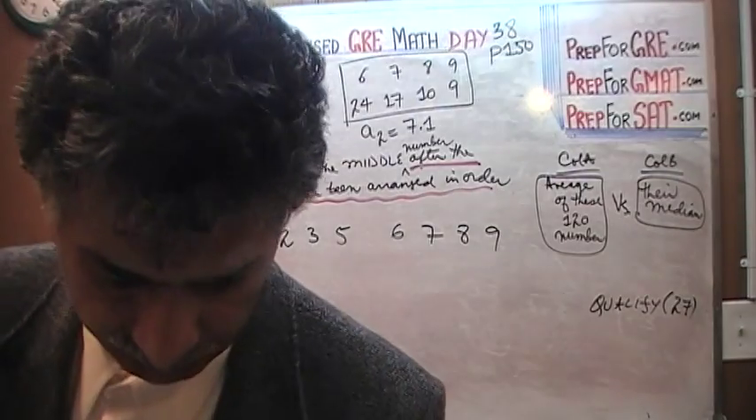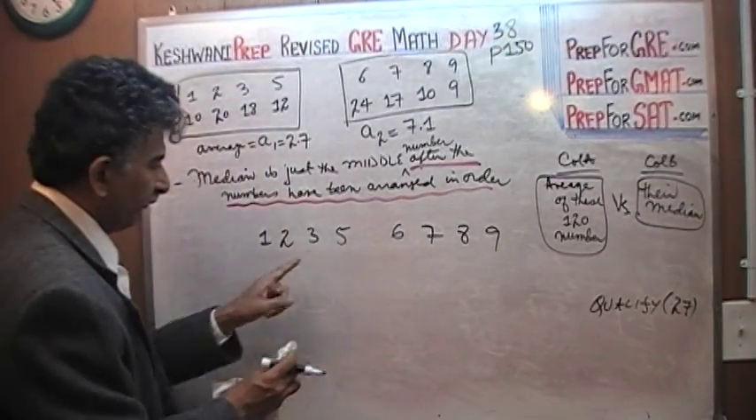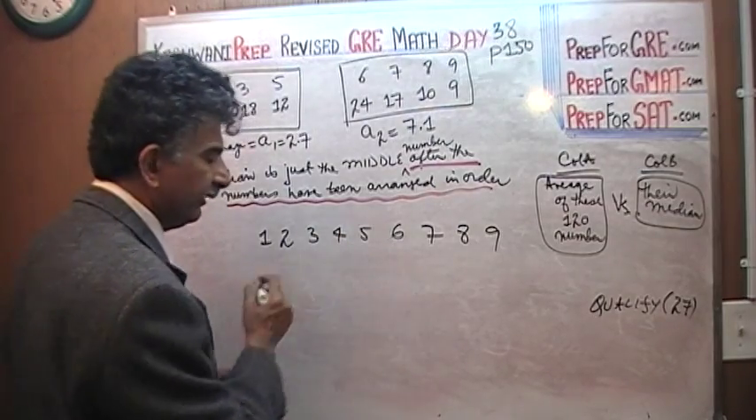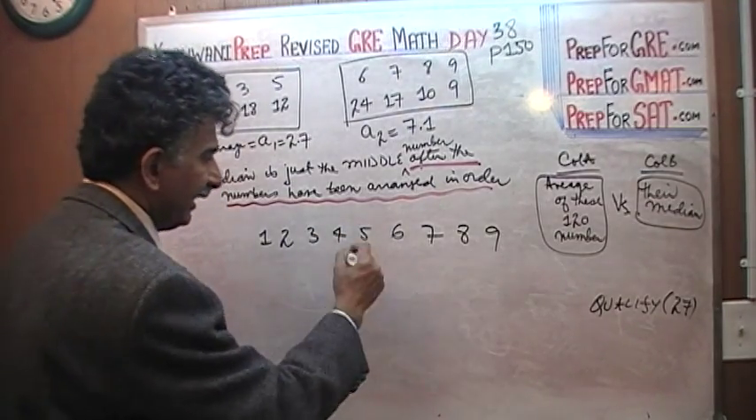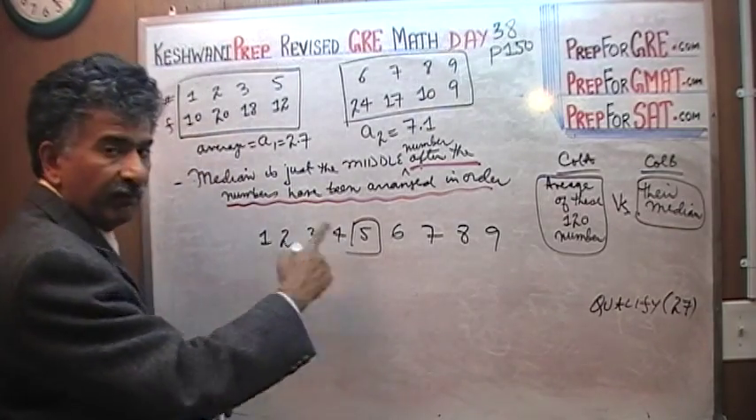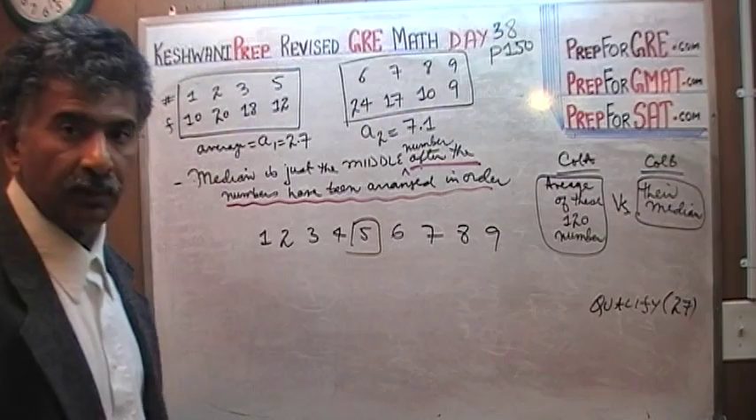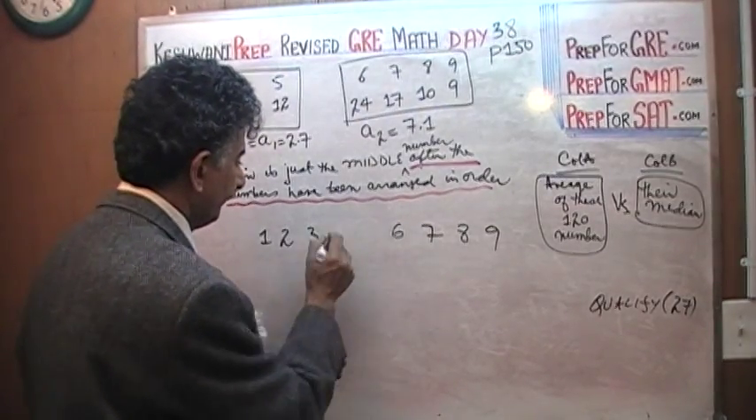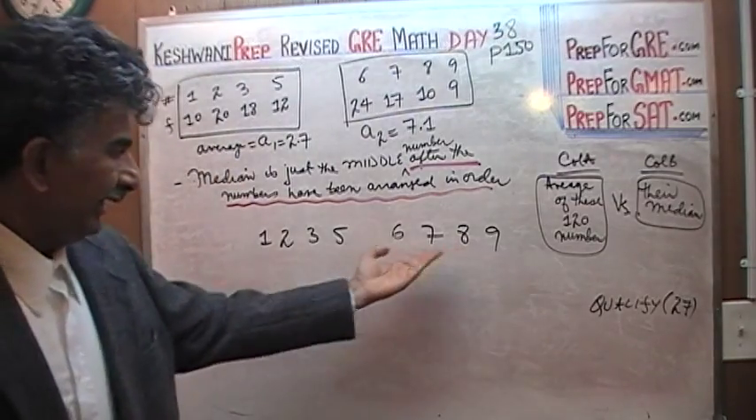Now, listen, I'm going to change this problem a little bit. If instead of 5 coming after 3, we had a 4 and then a 5, the median of these 9 numbers would have been 5, because we have 4 numbers here, 4 there, and 5 is the middle one. They've already been arranged in order. The middle number is 5. But here, 4 is missing, which means we have 8 numbers.